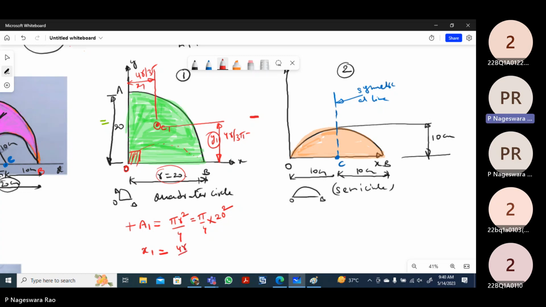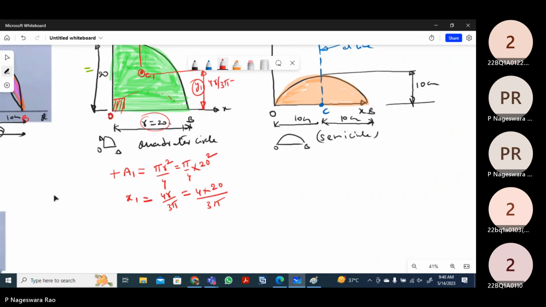The formula is 4r by 3 pi. And 4 into the radius of this quarter circle, which is 20, so 4 into 20 by 3 pi. The pi is 3.14, you know that. Similarly, its y1 coordinate will be equal to 4r by 3 pi, which is equal to 4 into 20 by 3 pi.